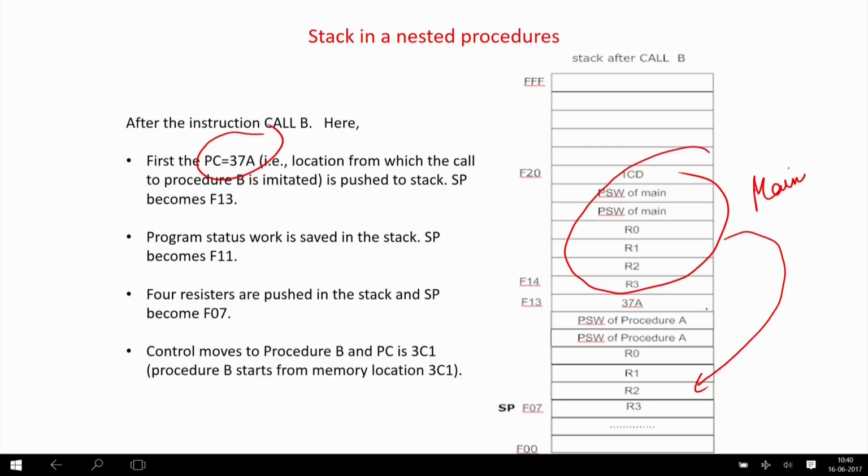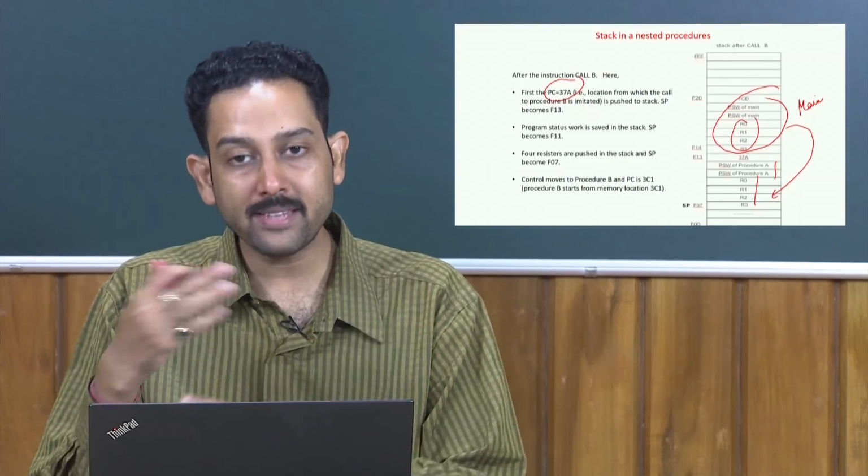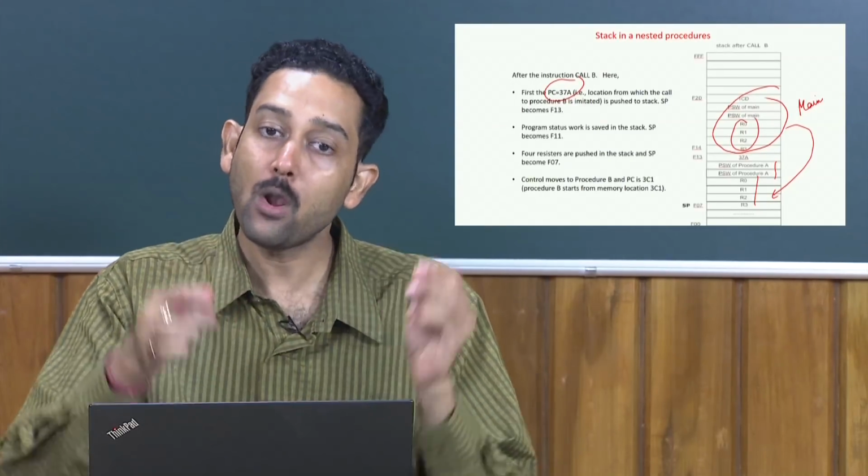Of course, you have to again store all the values of the context of A, the user registers, because these user registers, when executing the main program, were saving some values which were local to the main program. When I go to procedure B, the same set of registers will be shared between the main program and procedure A, but procedure A will again save some values which are local to A.